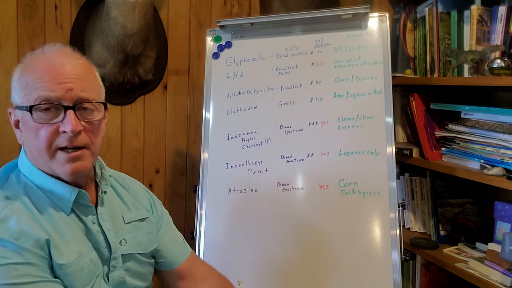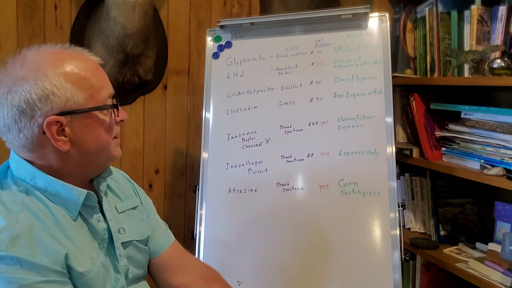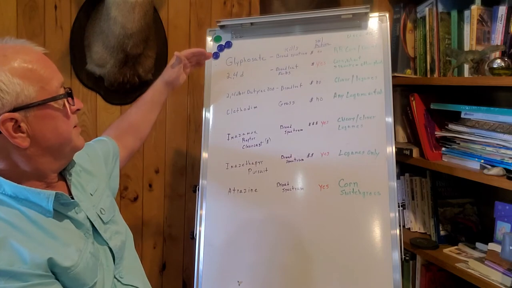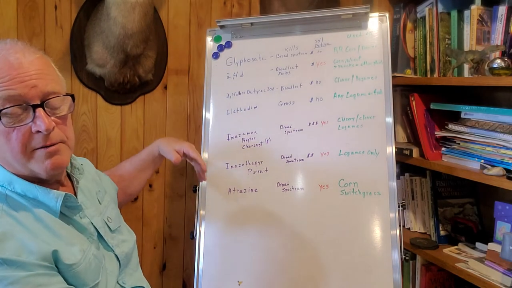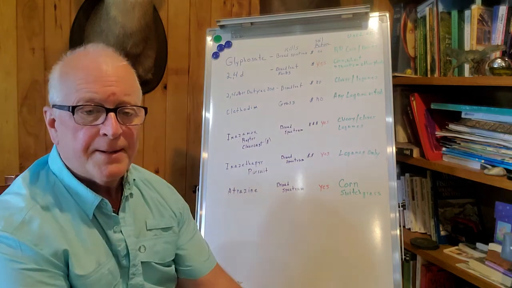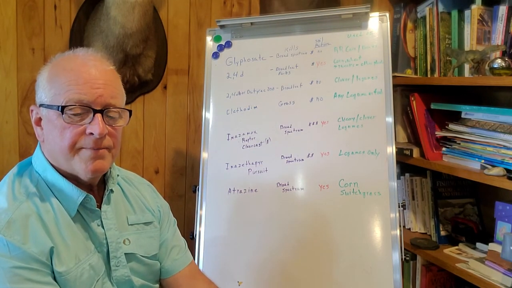Corn will shade out a lot of weeds too. So that's about it. I think what I'll do is make a chart like this, and I'll put it down below. I probably should write an article for my blog as well about these.